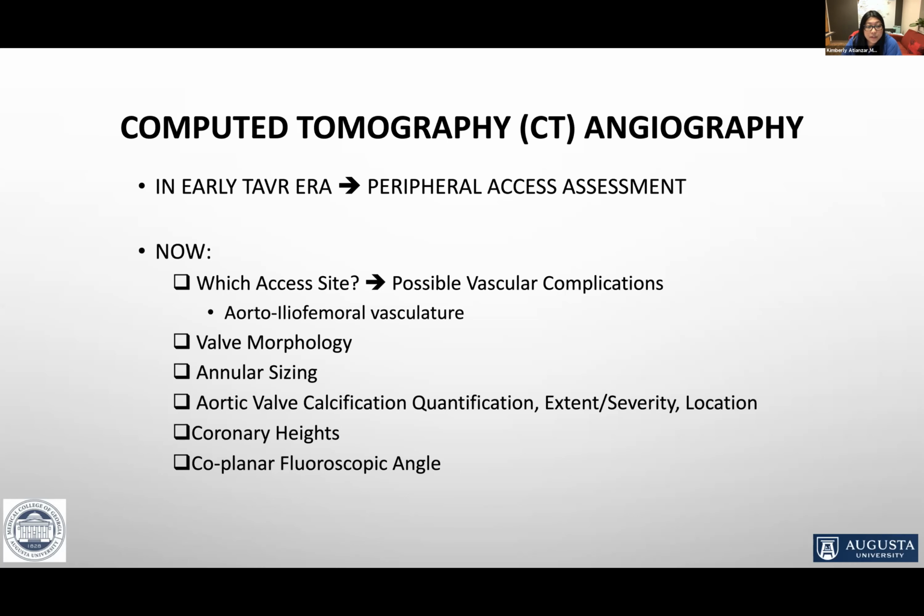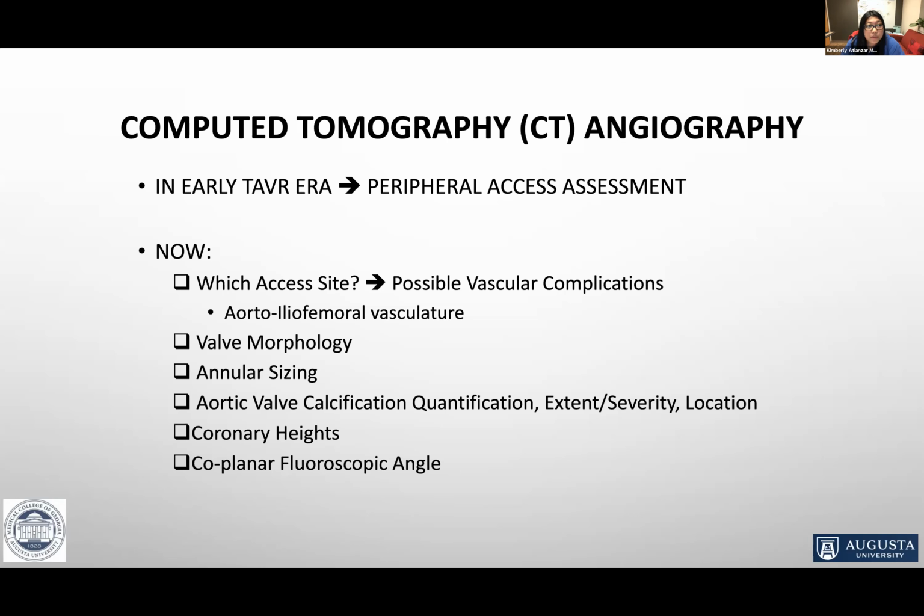Coronary heights are important. The heights of the coronaries in relation to the aortic annulus is really important during the planning process, particularly the left main ostium, because of the problem of obstruction. And with that, not just coronary heights, but the sinus dimensions may also contribute to obstruction. The coplanar fluoroscopic angles is also now assessed on CT, which gives you your deployment angle.